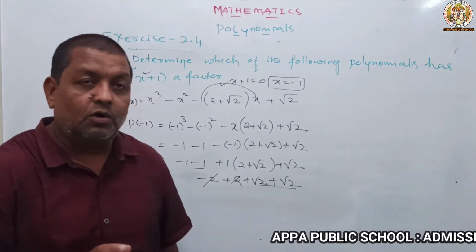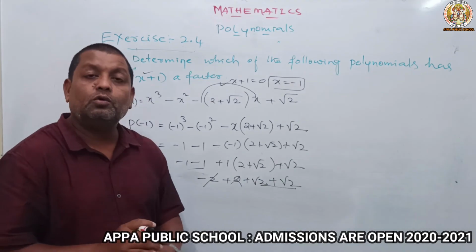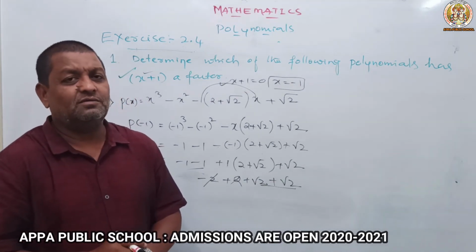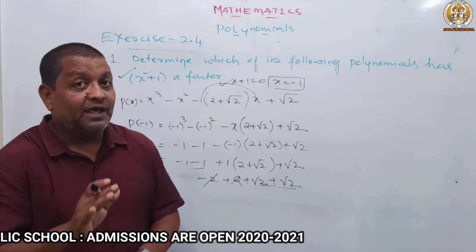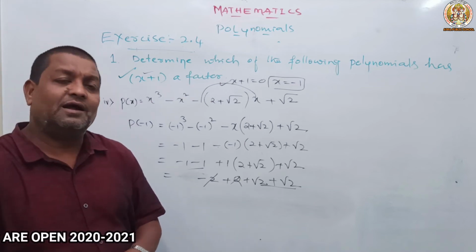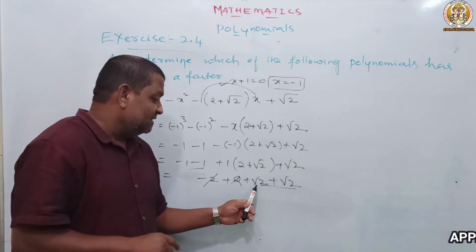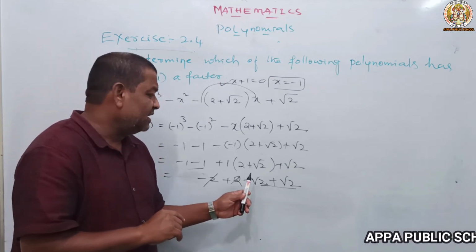Don't confuse, don't add it. It is not 2 plus 2. It is root 2 plus root 2. Then what is the answer? It's just like a plus a. Some students are confused. They write root 2 plus root 2 as root 4. No. It is just like a plus a.